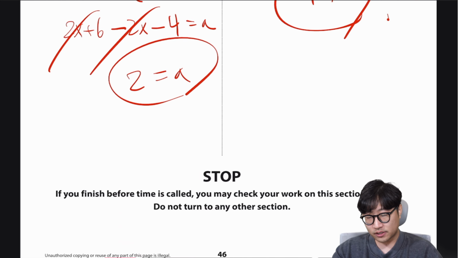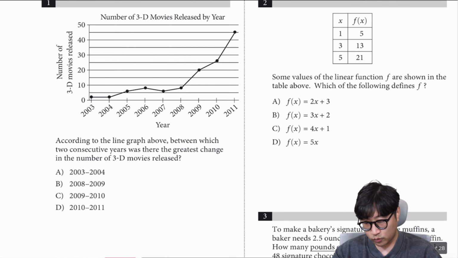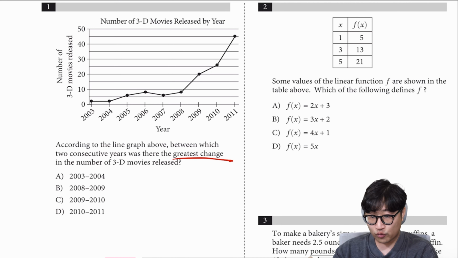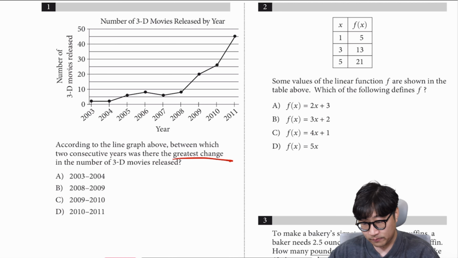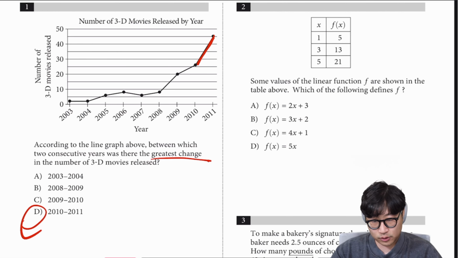All right, so that's the end of section 3. Let's go. Section 4. Here we go. According to the line graph above, between which consecutive years was there the greatest change? So either a really big jump up or down, right? And if you guys look at it, that's the biggest jump that you see, and that's between 2010 and 2011.